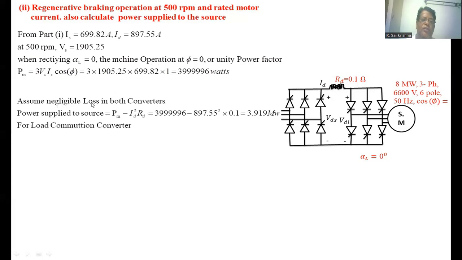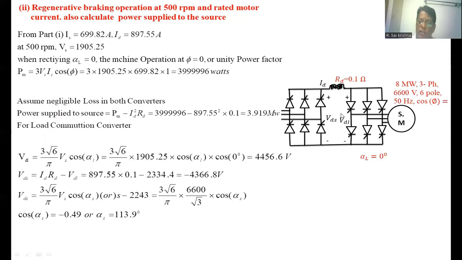Assume negligible losses in both converters. Whatever power we give here, some amount of power will be wasted here, and the remaining power goes to the supply. So the power supplied to the source equals the mechanical power developed PM minus ID square into RD. Substituting all the values, we get 3.919 megawatts. For the load commutated converter, we find VDL and VDS when the same drive is operating in regenerative braking.